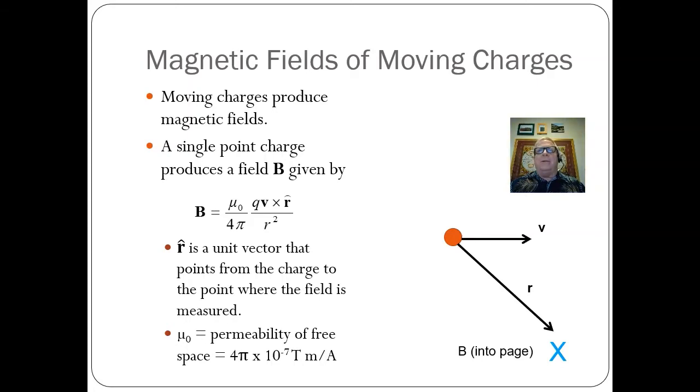So the magnitude of the B field, the magnitude of the magnetic field, would be mu naught q v over 4 pi r squared, and then times the sine of the angle between them, or however you're going to do the cross product. The direction of r that you're going to use when you're taking that cross product is going to be the direction from where the charge is located to the place where you're trying to find the magnetic field.